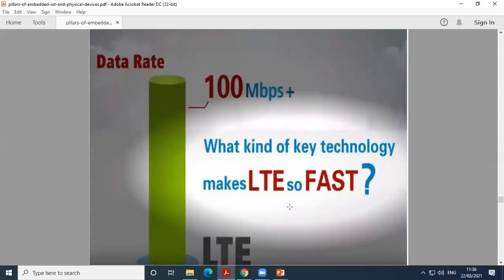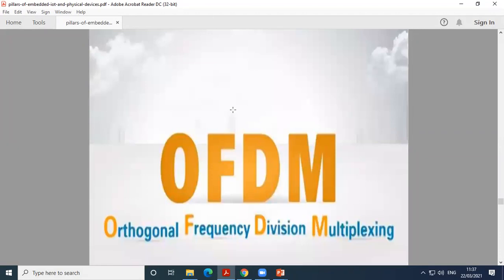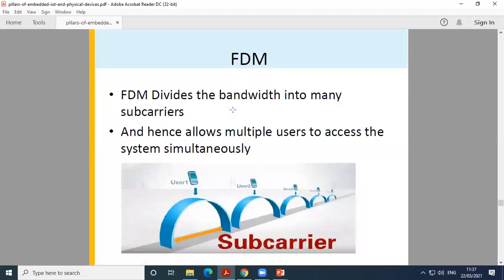See the data rates: what kind of key technology makes LTE so fast? It provides the highest data rate compared to the first, second or third generation. It provides a higher data rate for transmission, and that is 100 Mbps plus. That is orthogonal frequency division multiplexing.